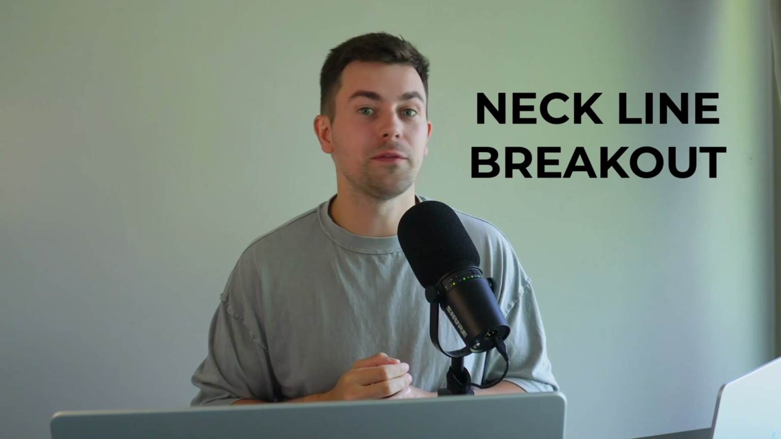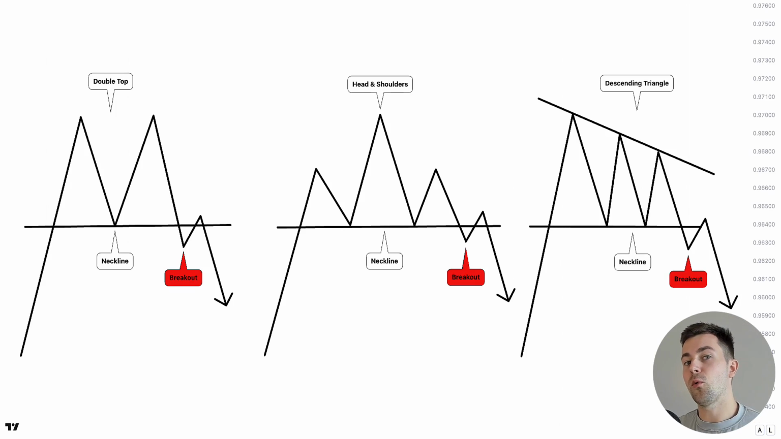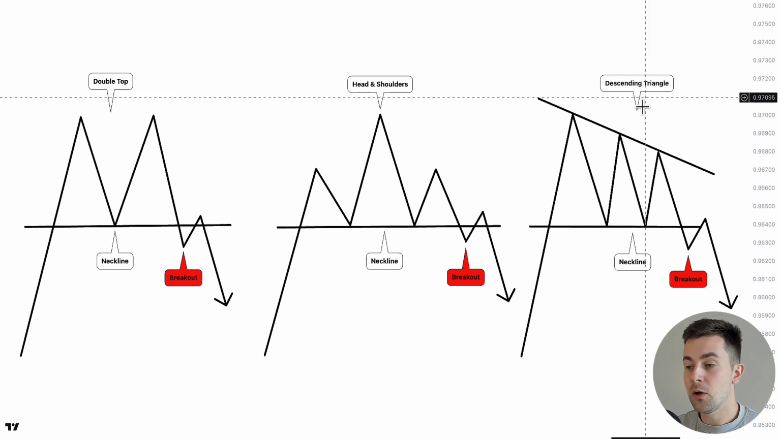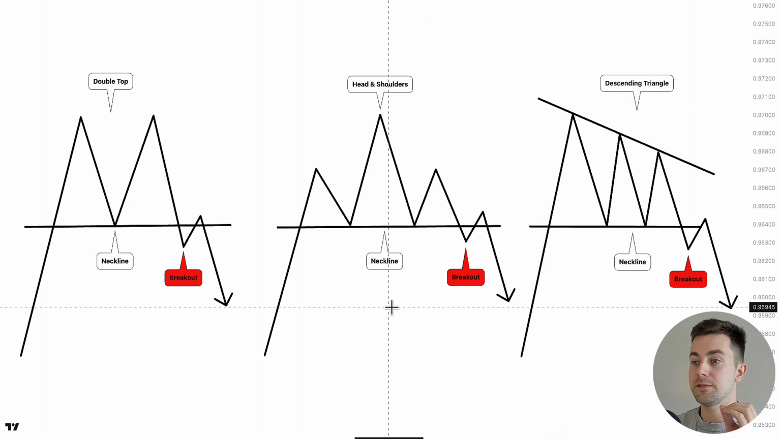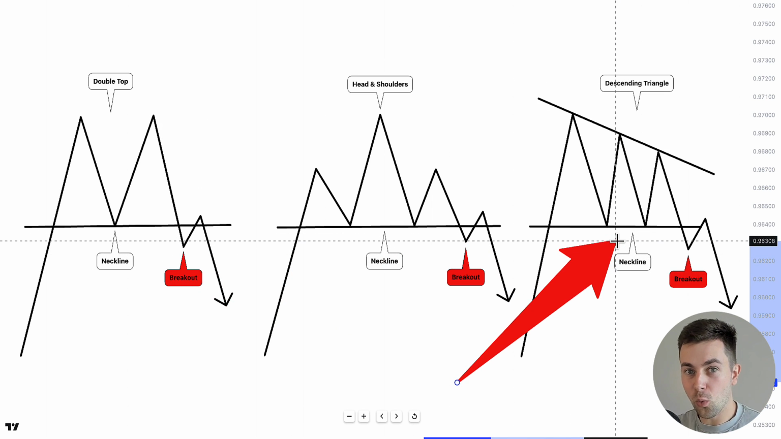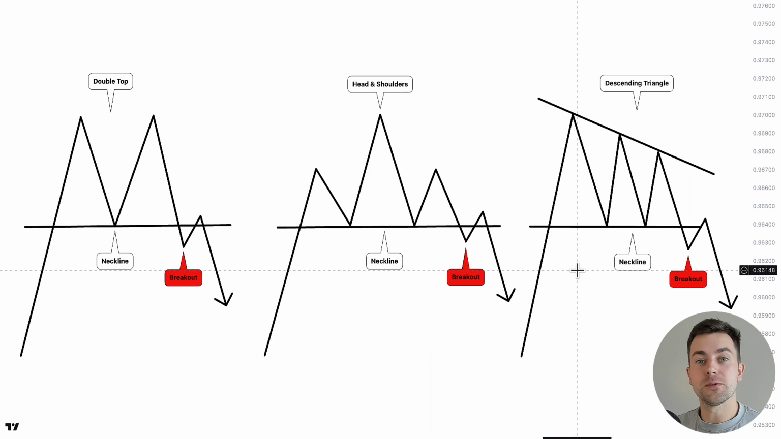Signal number 4. Neckline breakout of a horizontal pattern. There are a lot of different price action patterns. One element that unites many of them is the so-called horizontal neckline. Here are the examples of bearish neckline based price action patterns: the double top, the head and shoulders, and the descending triangle. What unites these patterns is that a bearish violation of the neckline of these patterns will give you a strong bearish signal and bearish confirmation.